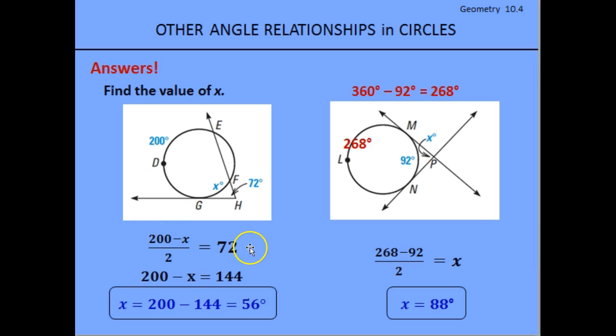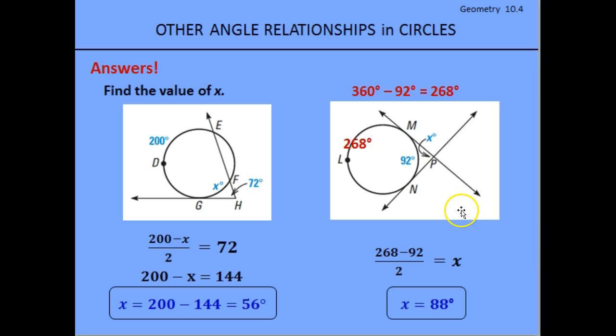So we end up with 200 minus x equals 144. Then we subtract and we end up with x equals 56 degrees. Very straightforward. Here there is something else.